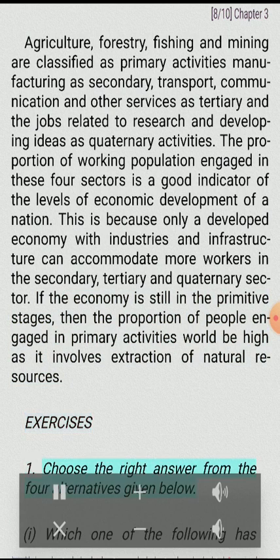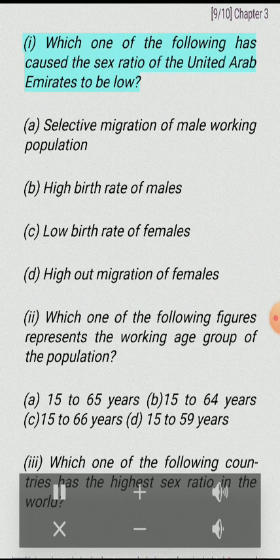Exercises. 1. Choose the right answer from the four alternatives given below. I. Which one of the following has caused the sex ratio of the United Arab Emirates to be low? A. Selective migration of male working population. B. High birth rate of males. C. Low birth rate. D. High out-migration of females.